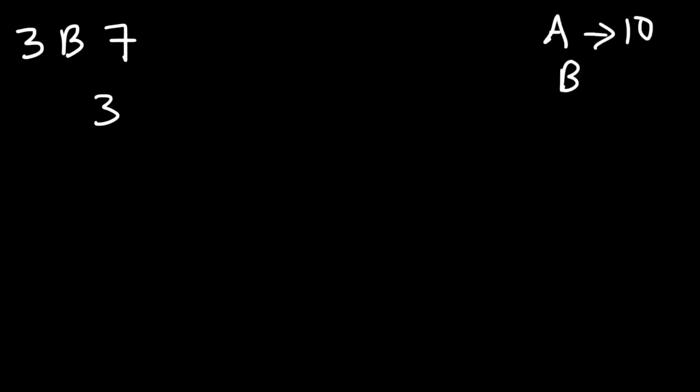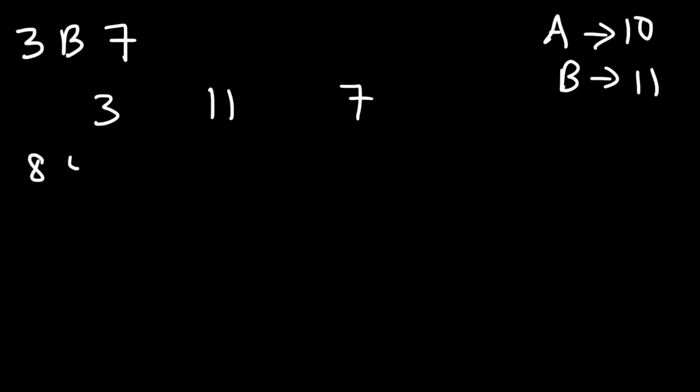Let's try another example. 3B7. Let's convert that into a decimal number. So we have a 3, and then B, which corresponds to 10, which means B corresponds to 11. So let's replace B with 11, and we have a 7.